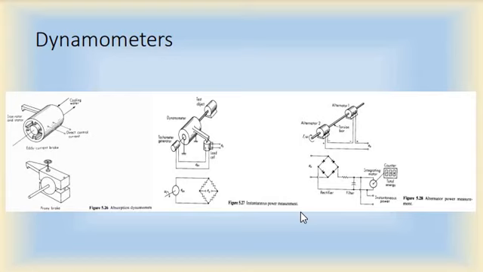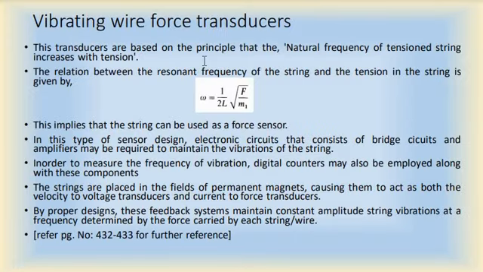So this is all about dynamometer based power measurement. The next topic is the vibrating wire force transducer. These transducers are based on the principle that the natural frequency of a tensioned string increases with tension. That is, the string tends to vibrate, and the frequency of that vibration increases when the tension on the string is increased.